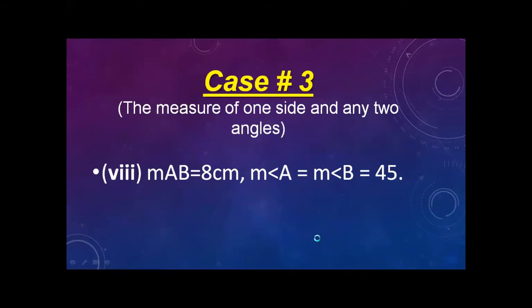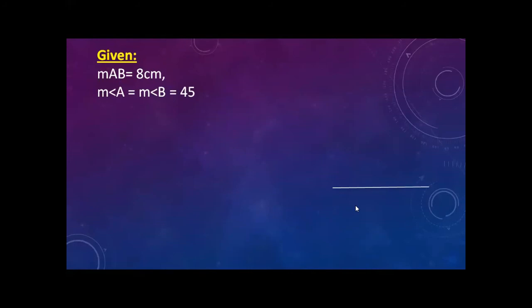Now we are starting the construction work of our case number 3. What is given? One side, that is A to B, 8 centimeter. Then angle A and angle B are 45. The very first step which we have to follow is to draw a baseline of 8 centimeter from A to B. This is point A and this is point B. Use a ruler for the baseline.